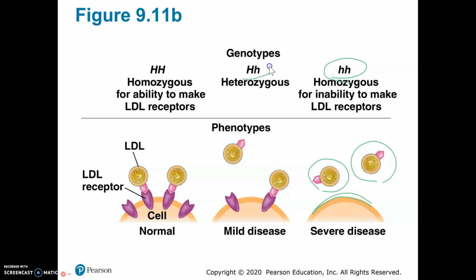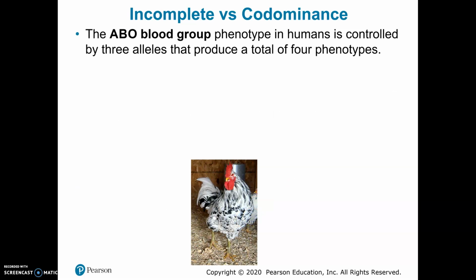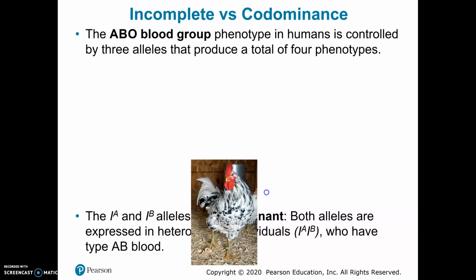But if you're heterozygous, big H, little h, you have a little bit high cholesterol. You have fewer receptors to remove cholesterol from your blood than somebody who's homozygous, but you still have some. So you get sort of an in-between phenotype. Okay, now this is called codominance. This is a little different than incomplete dominance. A couple of examples of this: the ABO blood groups, which we'll talk a little more about in a second.